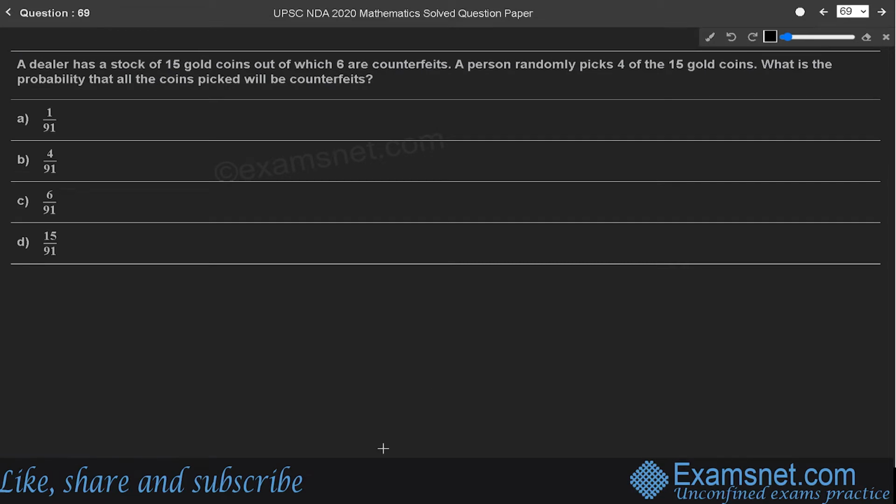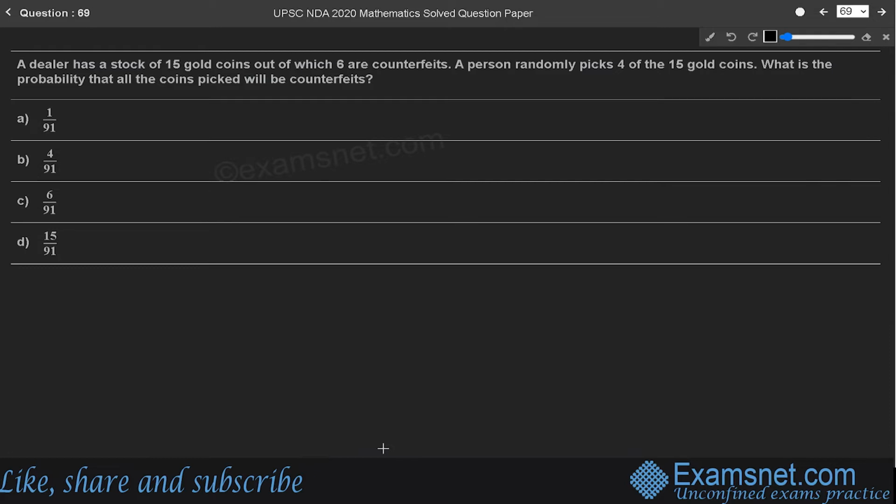Next question is, a dealer has a stock of 15 gold coins, out of which 6 are counterfeits. A person randomly picks 4 of the 15 gold coins. What is the probability that the gold coins picked will be counterfeits? This is a question from probability, and here also the combinations will be used. It is a very simple question.